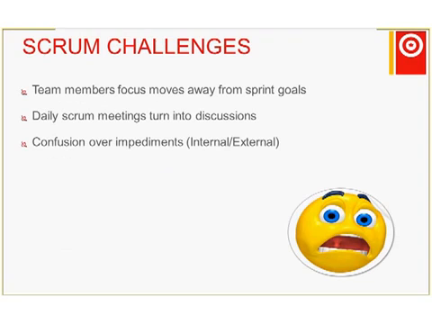But the challenges you get when the team moves away from the goals, when the team loses focus. The daily Scrum meetings are there to just talk about what happened yesterday, what's to be done today, and impediments, but that can turn into a discussion. So the team has to be aware of that and keep their focus precise. And then the confusion over what is happening internally and externally.